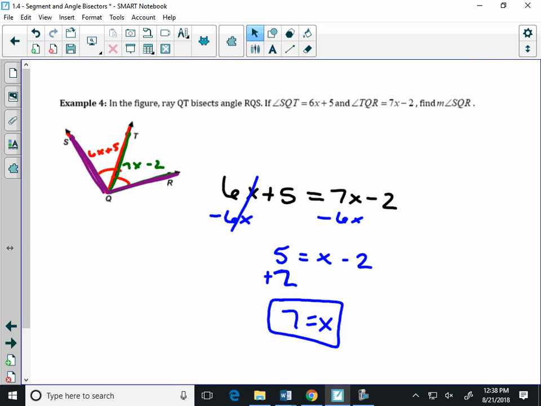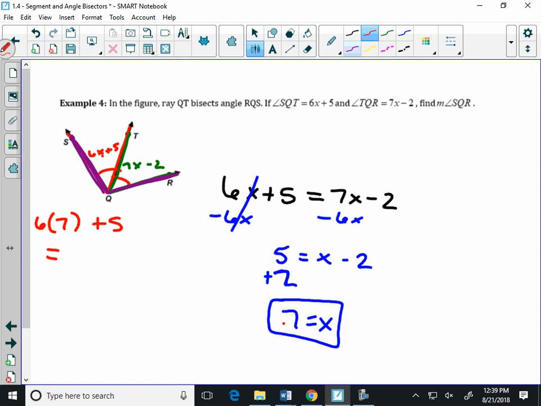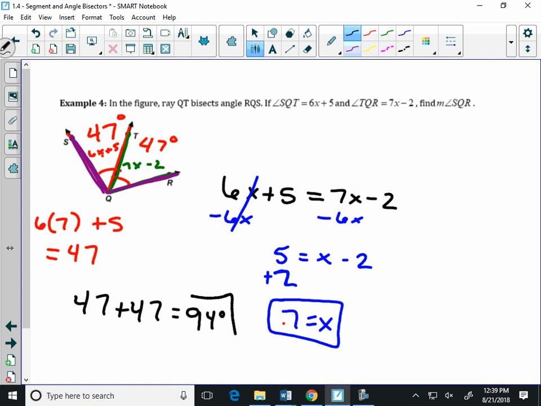6x plus 5. So I'm going to take 7, plug it in for x here. So I'm going to do 6 times 7 plus 5. Plug that in your calculator. What do we get when we do 6 times 7 plus 5? 47. Okay. So this angle is 47 degrees, which means this guy also has to be what? 47. And then what can we do with 47? Just add them together, multiply by 2. Doesn't matter. Just double 47, and that will give you the measure of the whole thing, which is 94 degrees.